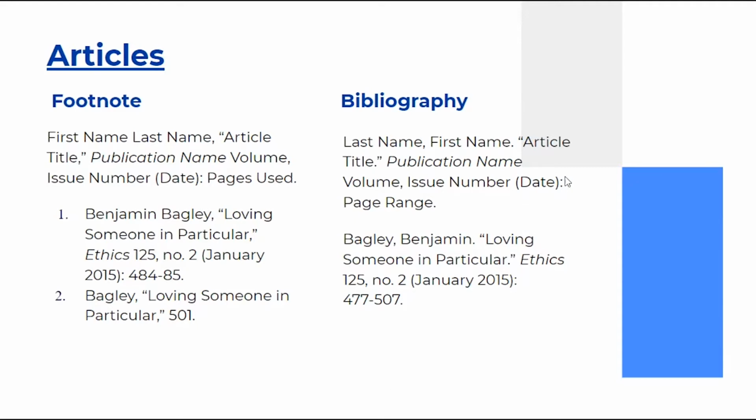For the bibliography, we're seeing some of the same changes that we noticed when we did the book. The name's been inverted so that we have last name, comma, first name, period. Then the article title, period. Then it'll be publication name, volume, issue number, date, just as we saw with the note, colon, page range. And this page range is the page range of the entirety of the article, not just the pages used. That's something to keep in mind. That's a big difference between the note and the bibliography.